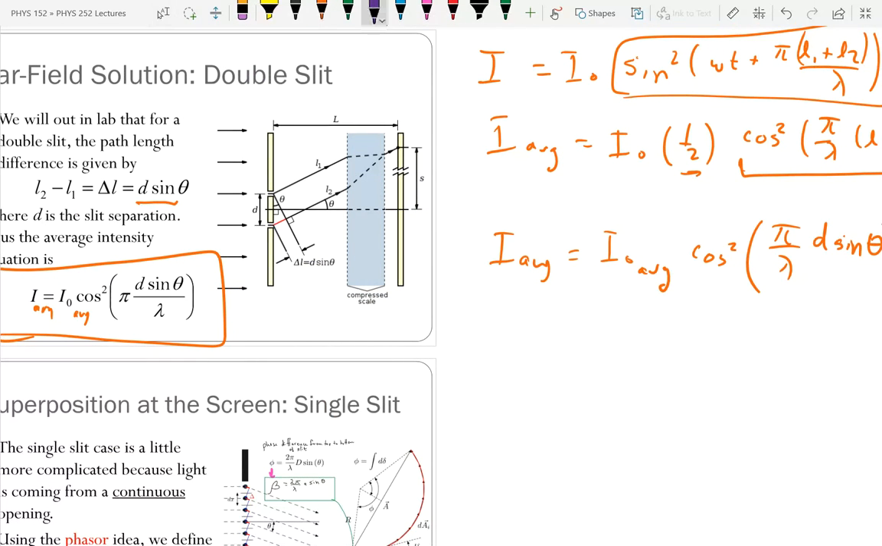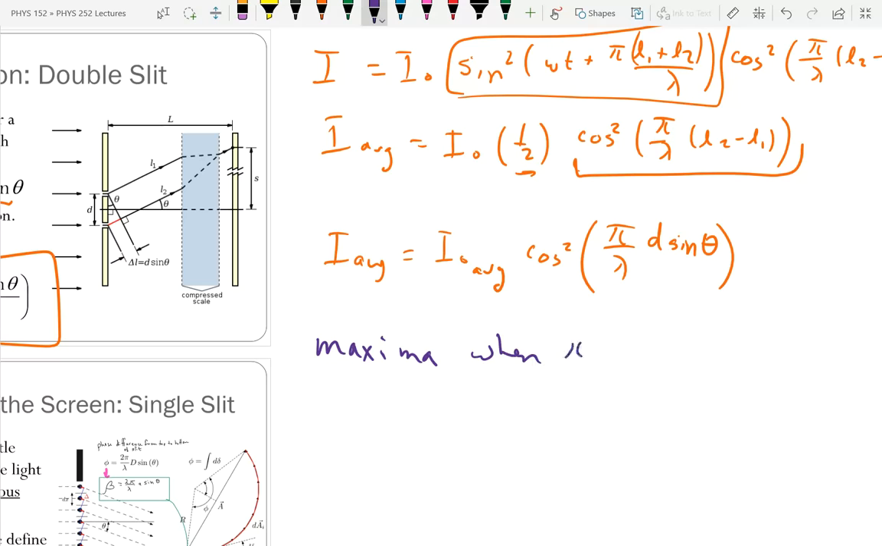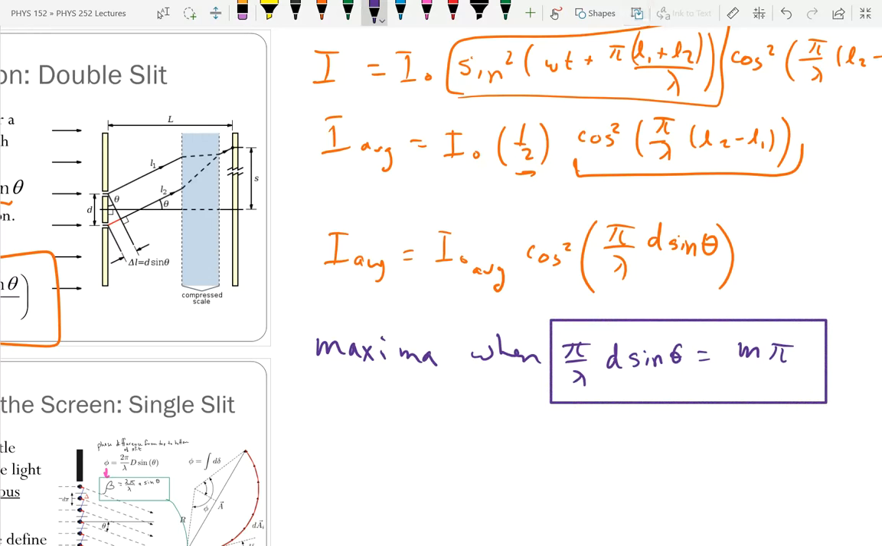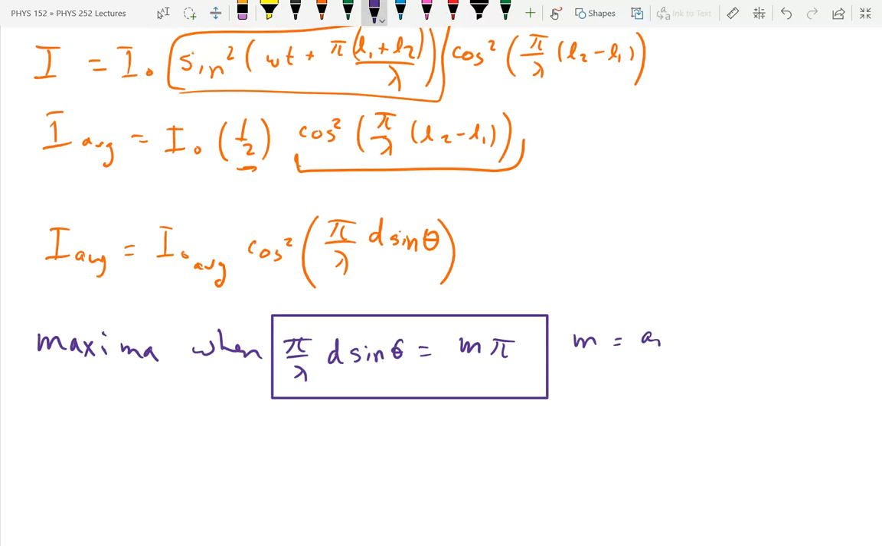It's a lot easier to do it that way than to take the derivative stuff, right? Maxima when pi over lambda d sine theta is equal to m pi, where m is any integer, including 0. Well, we can quickly cancel the pi's, and we have the equation that we're going to use in the lab today: d sine theta is equal to m lambda. So that's where you get the equation for the maxima for a 2-slit diffraction grating.